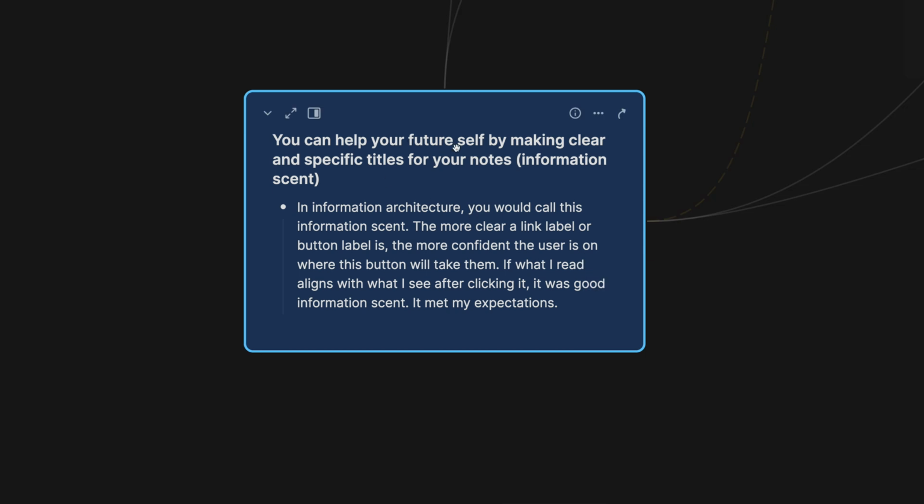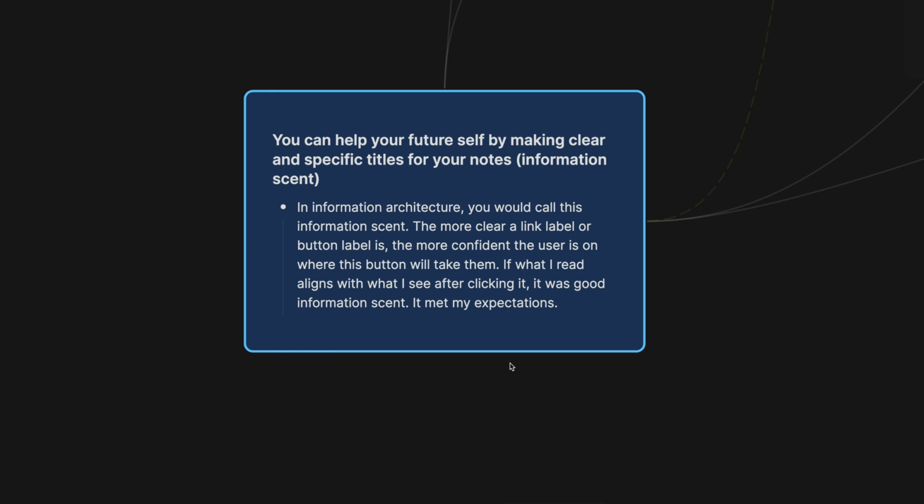You can help your future self by making clear and specific titles for your notes. In information architecture, you would call this information scent. So the more clear a website link label or a button label is, the more confident the user is on where this button will take them. We've all experienced that when we click on a link and, well, I guess we call this clickbait.